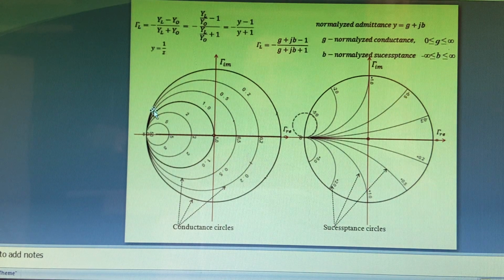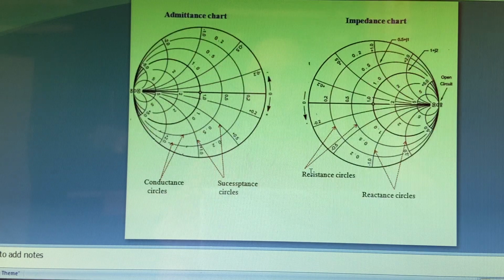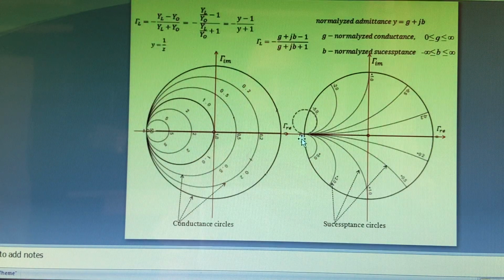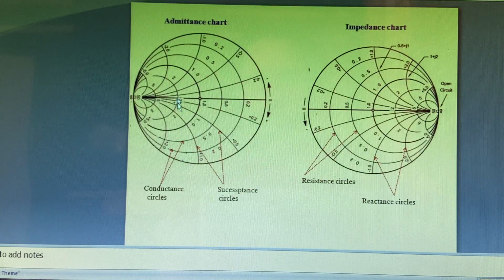The reflection coefficient can also be written in terms of admittance. We can observe that for every value of G and B there are circles on the chart. The G circles are like this, and the susceptance or B circles are like this. Overlapping of these two sets of circles gives the admittance circles. This is a combination of the conductance circles and the susceptance circles.